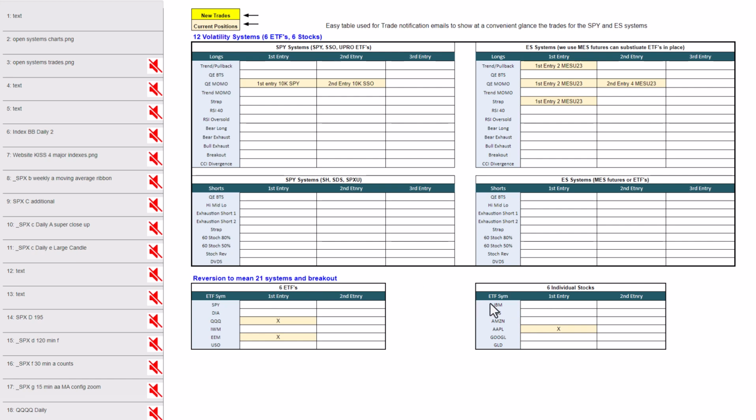The nice thing about these volatility systems is that even though this year has been not a lot of trades on the typical reversion to mean, the volatility systems would have done over 50 trades this year. So they appear to still be very active even in markets like we have.